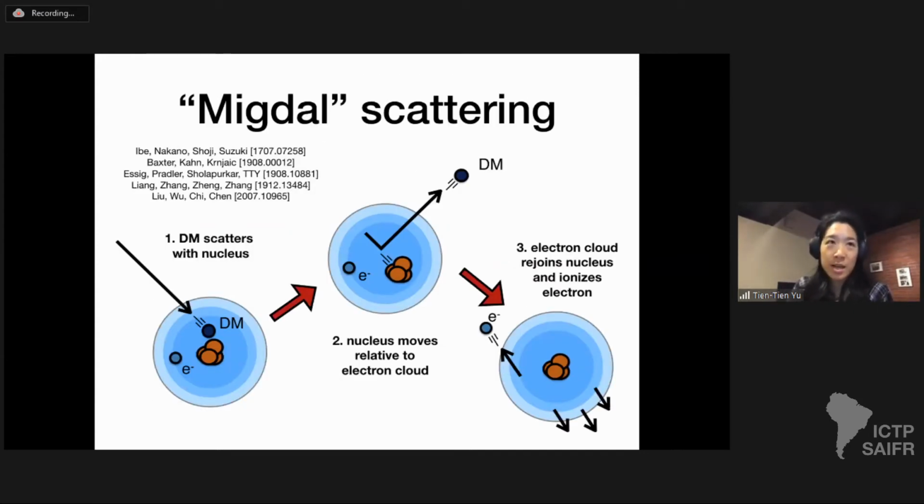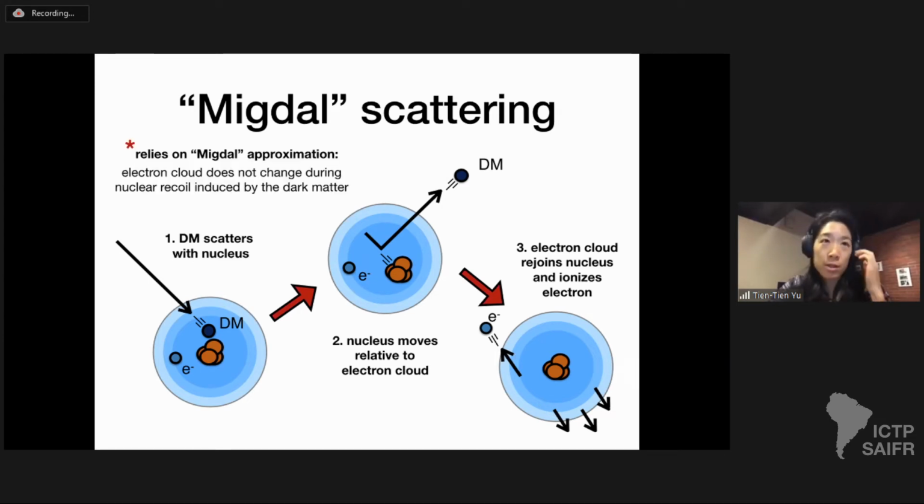So in a nutshell, what is Migdal scattering? The idea here is that you have a dark matter that scatters with the nucleus. The nucleus recoils and it moves in particular relative to the electron cloud. At some point, the cloud is going to rejoin with the nucleus, and that looks like a boost for the electron. So this is the picture proposed by Ibe et al. in this top paper here. And this boost is going to excite an electron, and this will ionize the electron if it has enough energy.